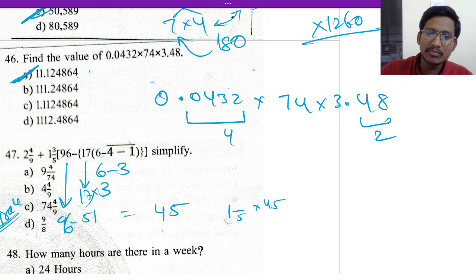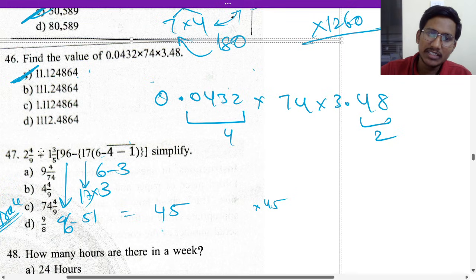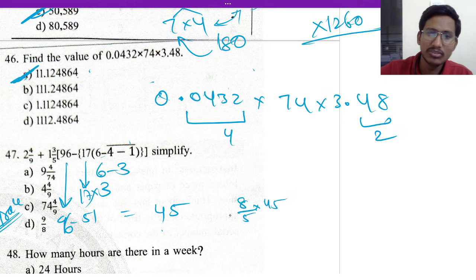So 1 and 3 by 5 means how much? That is 5 ones are 5, 5 plus 3 is 8, so 8 by 5. So 8 by 5 means, if you cancel 5, how much are 5 nines, and 8 nines are 72. So 72 will come here.